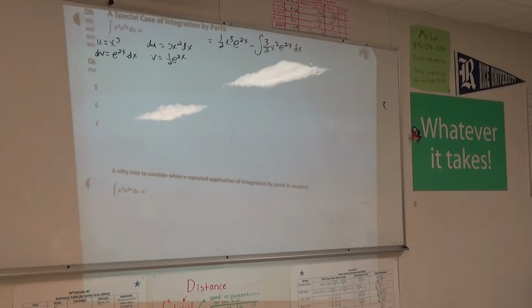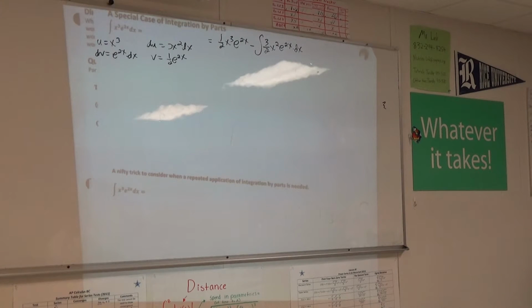Guess what? More integration by parts. You still have x squared times e to the 2x. Still have to integrate that. Now, is that better than where you were before? And if it's better, why is it better? Look at where you started. Look at where you are. Is this better?